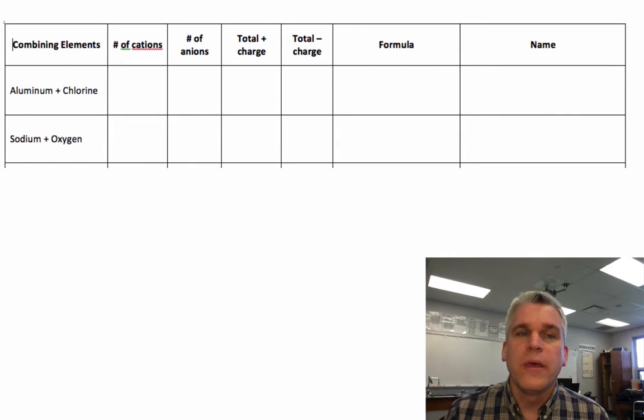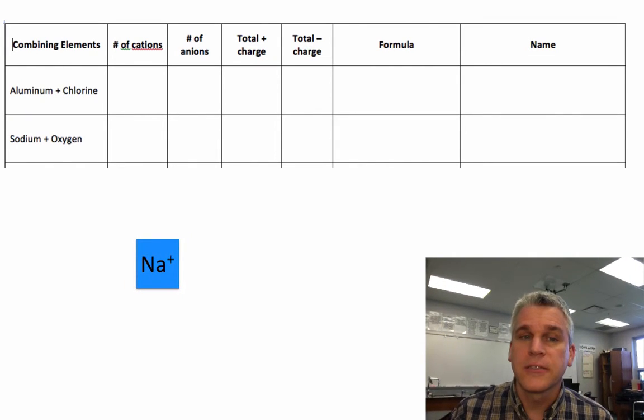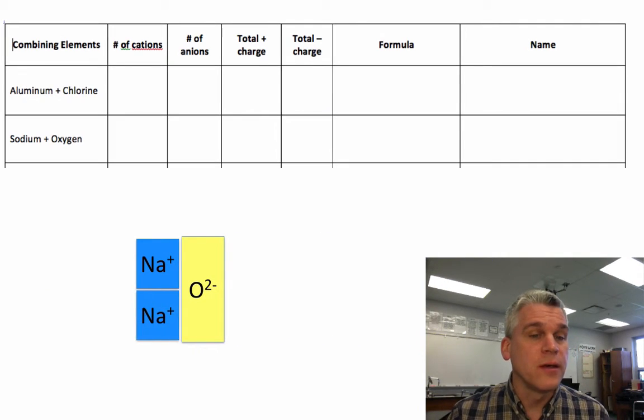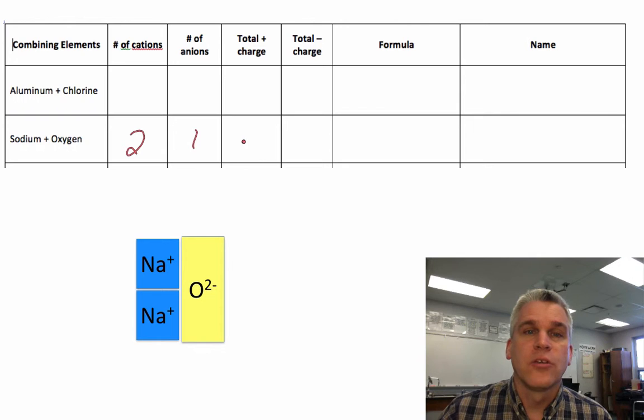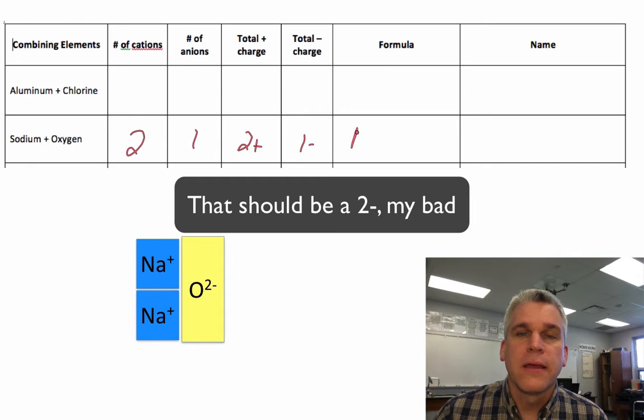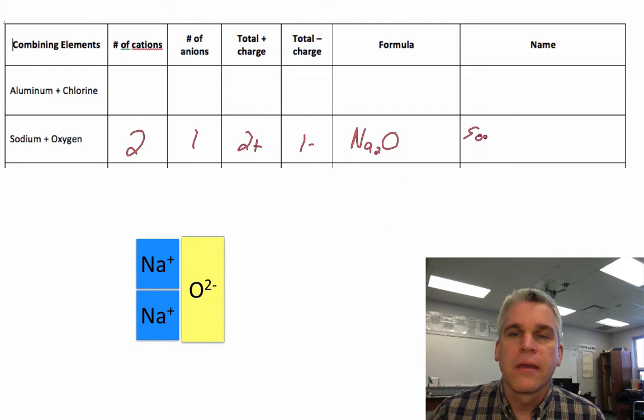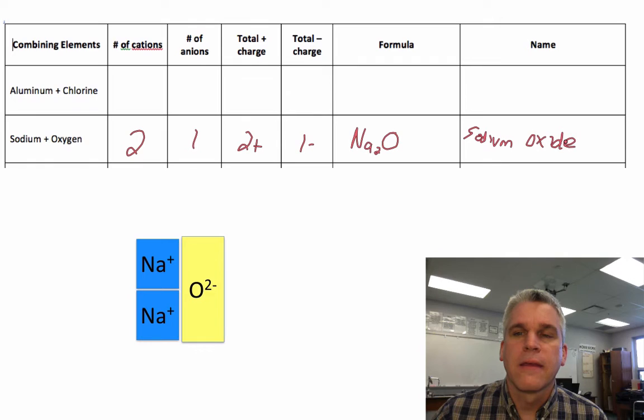Let's do another one. Sodium and oxygen. So find your sodium, that's 1 plus. Find the oxygen, that's 2 negative, so they don't equal out, so we need another sodium. Now they're equal. And so we have 2 cations, only 1 anion. The total cation charge is 2 plus, anion charge is 2 negative. The formula, Na2, because we have 2 sodiums, and 1 oxygen, so it'll just be O. The name, sodium oxide. We just drop the ending off of oxygen and we change it to IDE, sodium oxide.